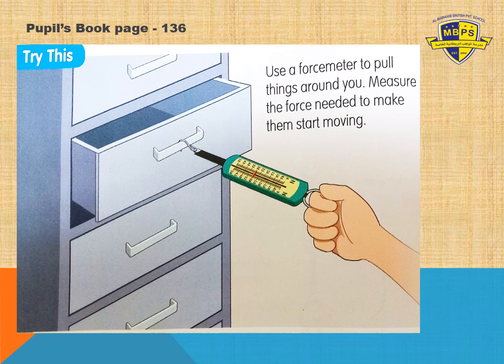Okay, grade 2. Same page, 136. What is written there? Try this. Use a force meter to pull things around you. Measure the force needed to make them start moving. So when it starts moving, you can measure how much force is applied on that particular object with the help of the force meter.